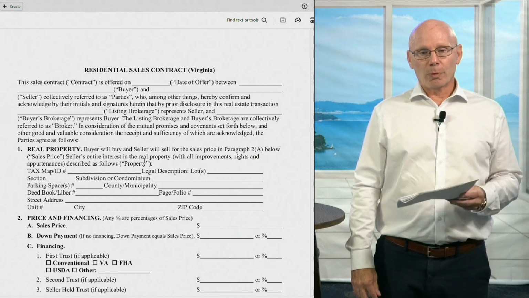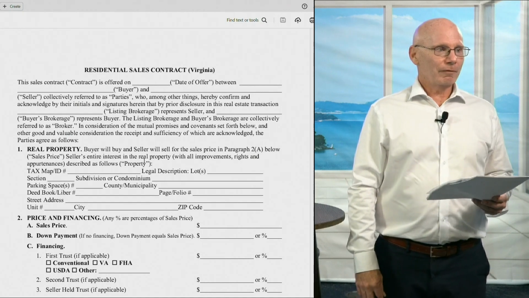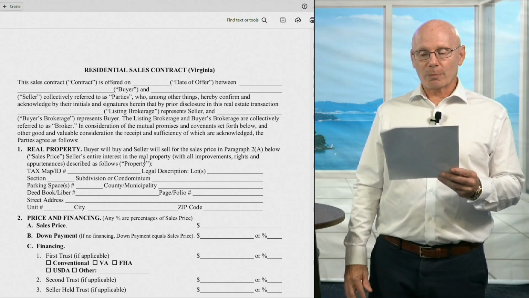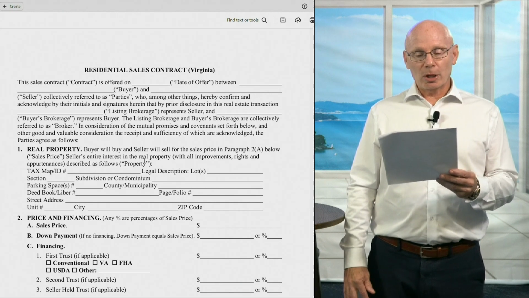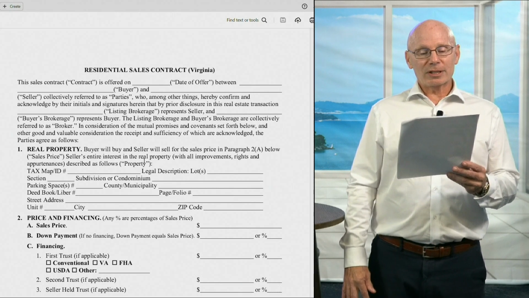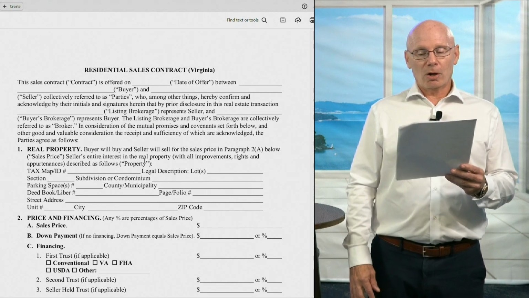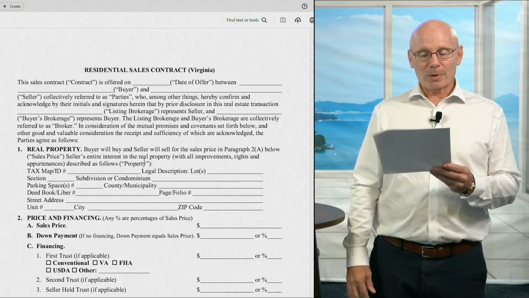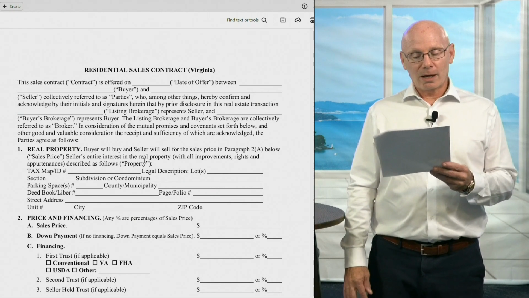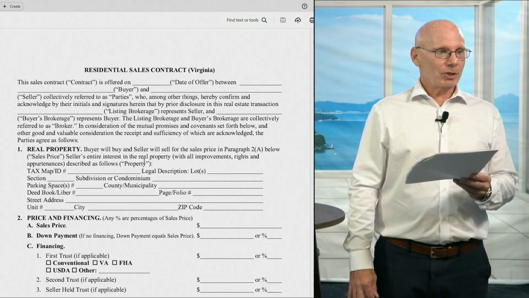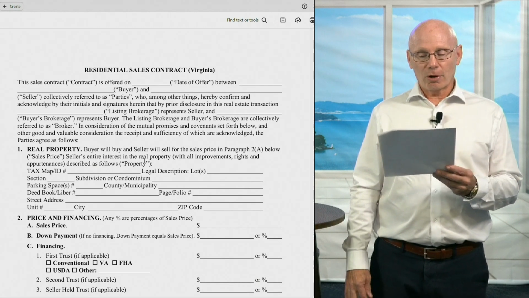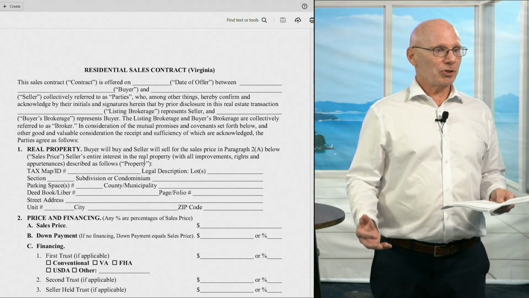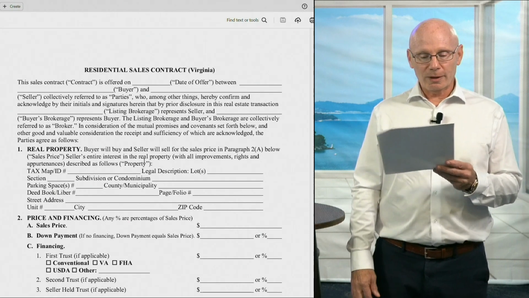Paragraph 1 is real property. Here you're going to fill in the information on your property. It also specifies that the buyer will buy, the seller will sell for the sale price and the terms below. Seller's entire interest in the property, all their improvements, their rights, their encumbrances, all that kind of stuff. And then you're going to fill out this bottom part as best as possible. Tax ID, subdivision, street address is probably one of the most important parts here, along with the city and the zip code. Notice there's no state in here. That's because it's a Virginia contract, so no need to put it in there.